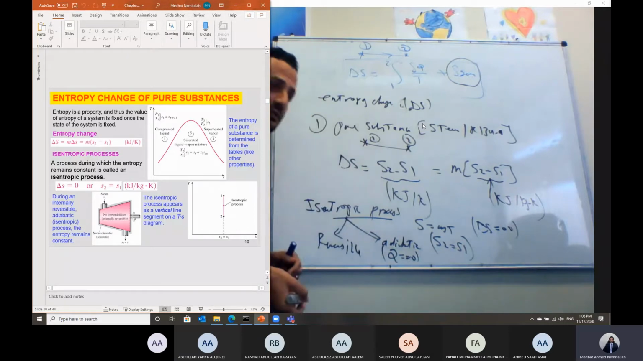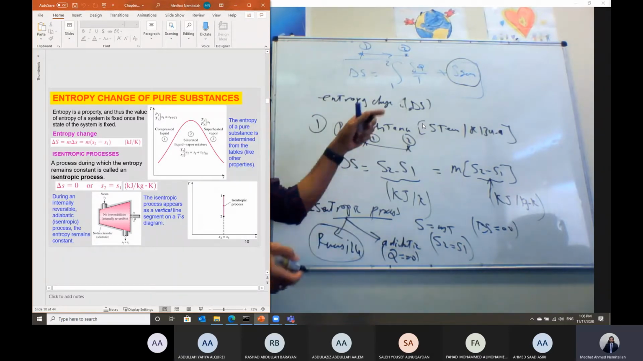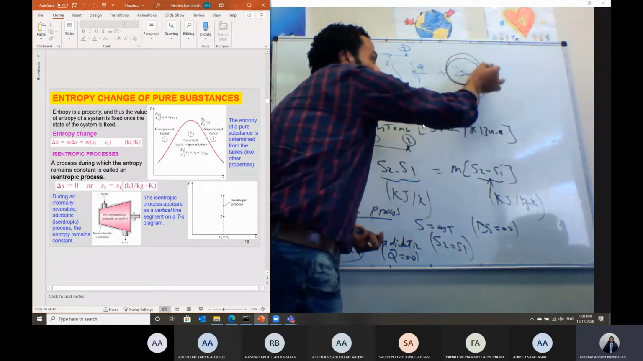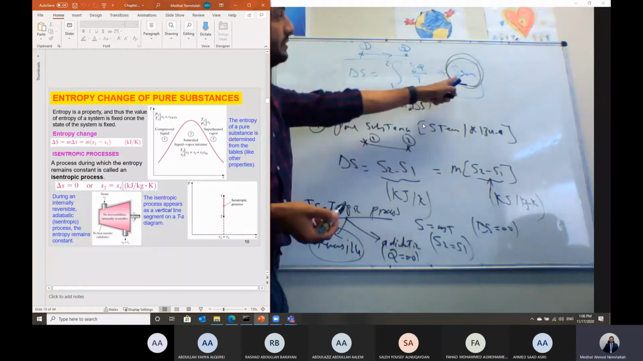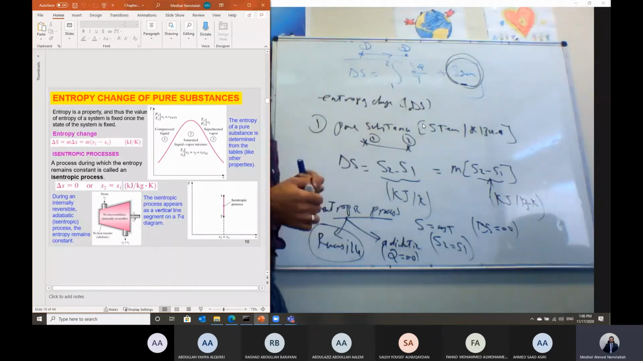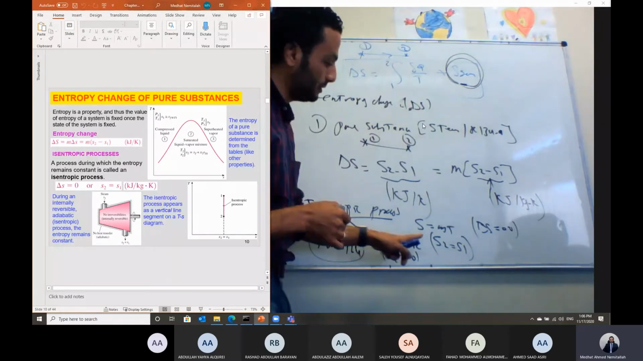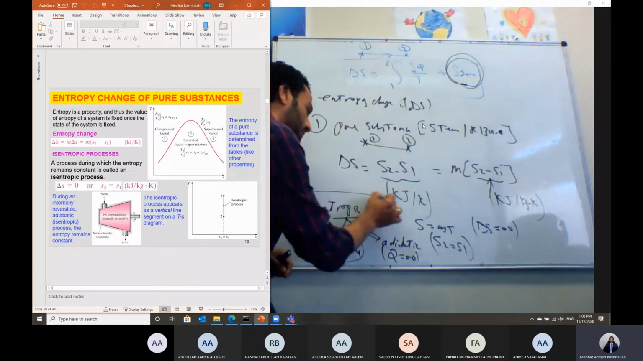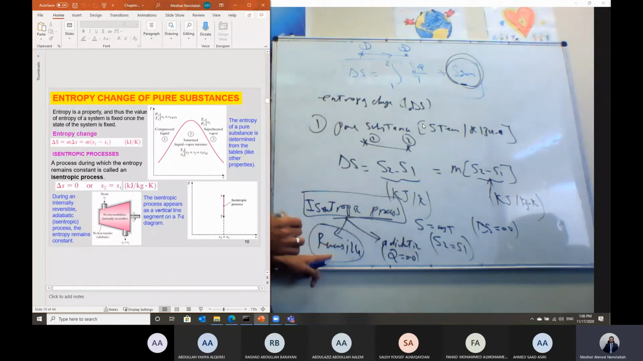Because if we have heat transfer, it will not actually be a reversible process. And in this case, for any kind of irreversibility within the system, as we said, we just convert it to the form of entropy generation. So the entropy will not remain constant if we have any kind of irreversibilities within the system. So an isentropic process means this process is reversible.